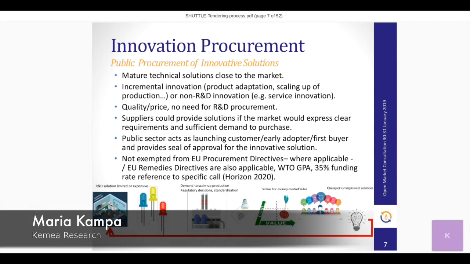The main features of the public procurement of innovative solutions are that mature technical solutions are close to the market. Incremental innovation is needed, or non-R&D innovation. There is no need for R&D procurement. Suppliers could provide solutions if the market would express clear requirements and sufficient demand to purchase. The public sector acts as the first buyer and provides a seal of approval for the innovative solution. And finally, it is not exempted from EU procurement directives. EU remedies directives are also applicable here. WTO, GPA, and the funding rate is 35%.